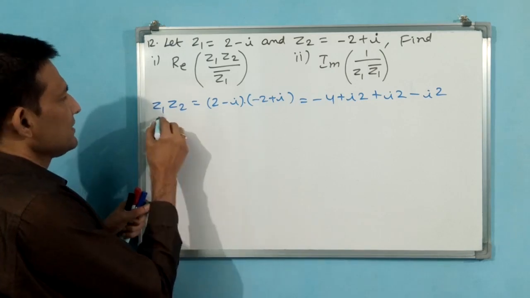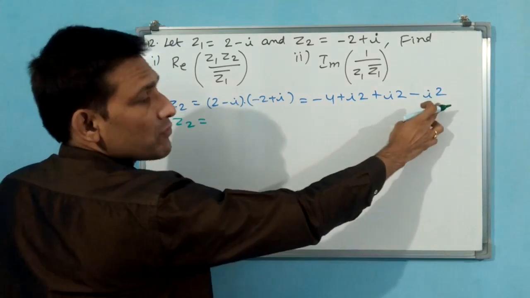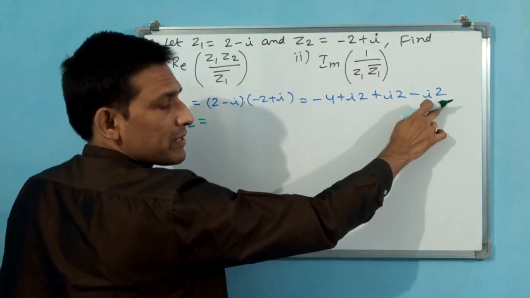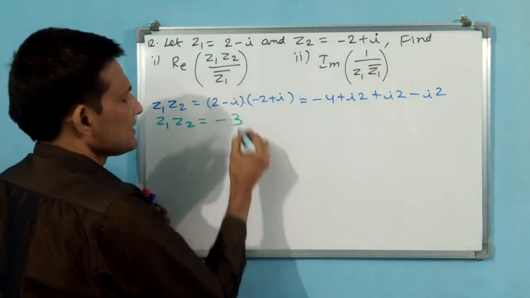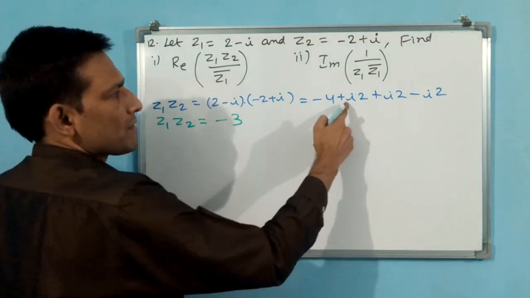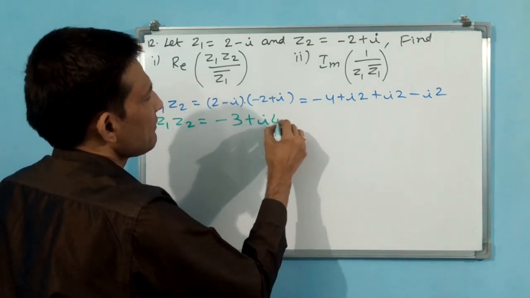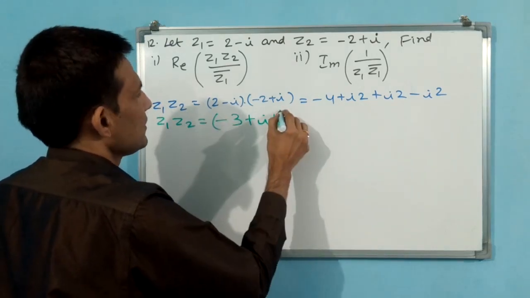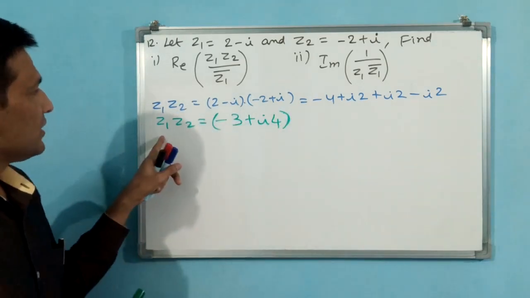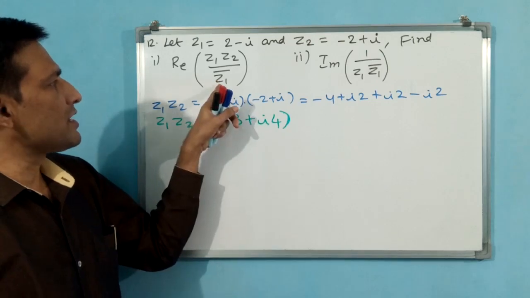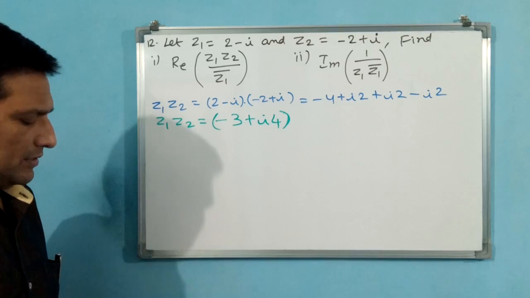Now again expand. Same again I am writing Z1 Z2, that is equal to. You see here i square value is minus 1, minus of minus 1, plus 1. Minus 4 plus 1, minus 3. 2i plus 2i, you take, 4i. 4i I will write. Okay. See, this is only Z1 Z2 complex number, but Z1 conjugate also you have to find and you have to divide both.